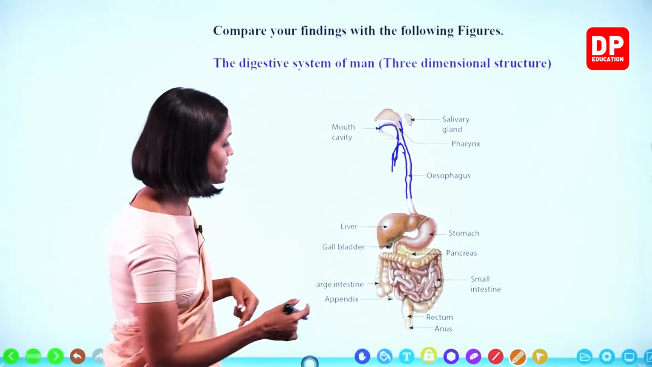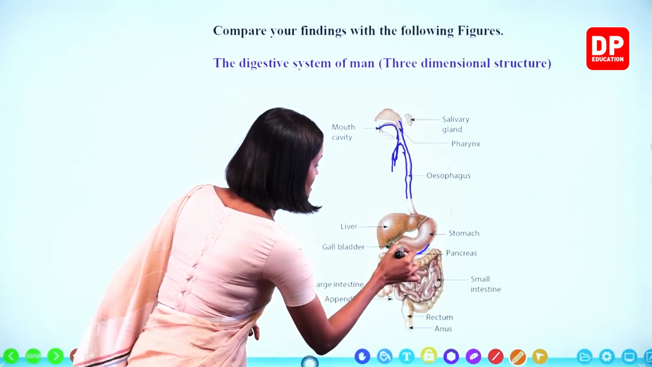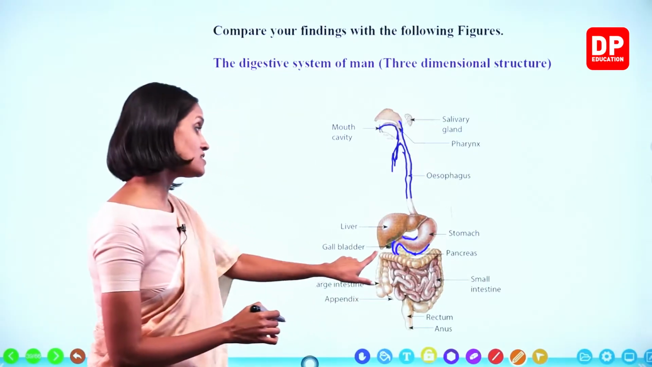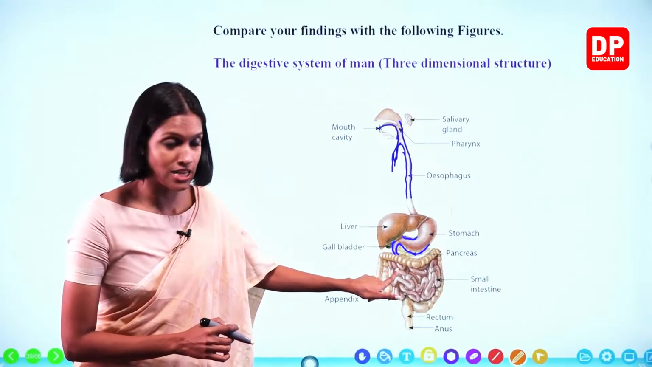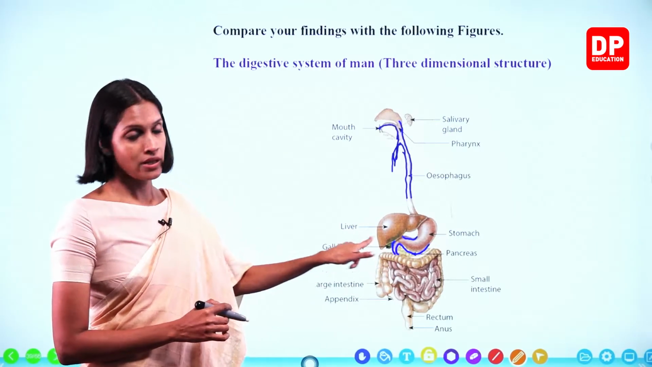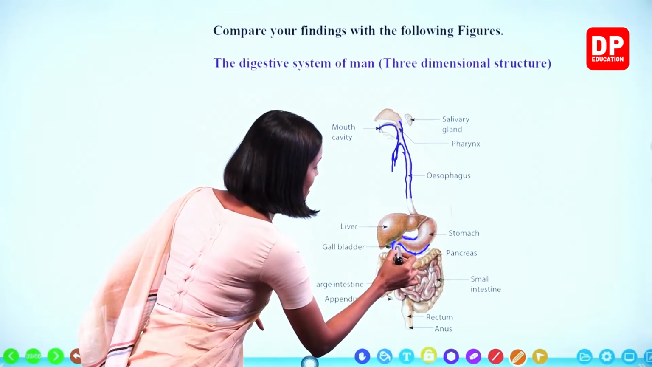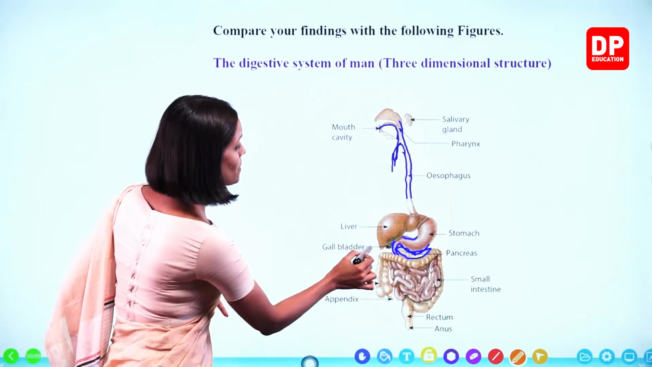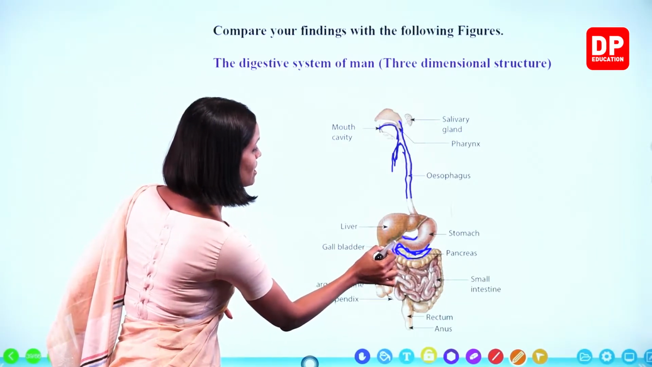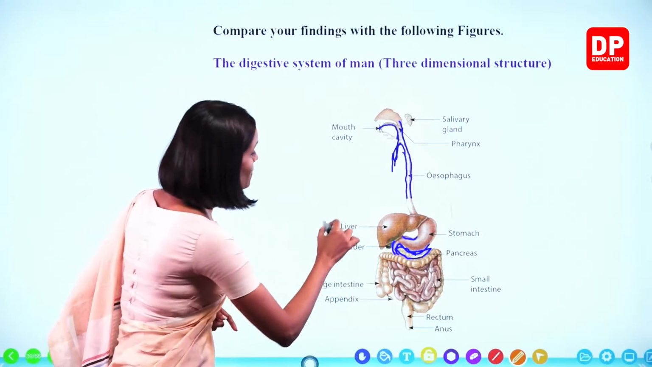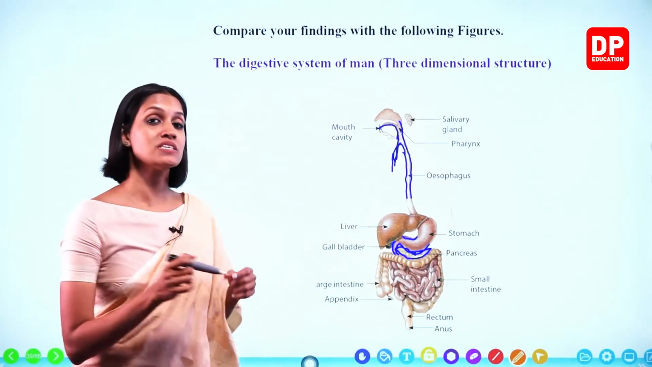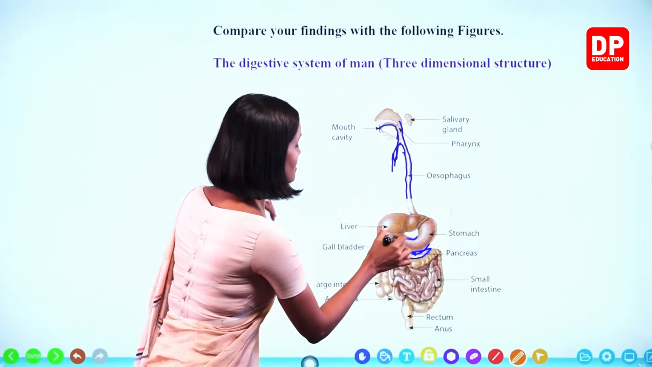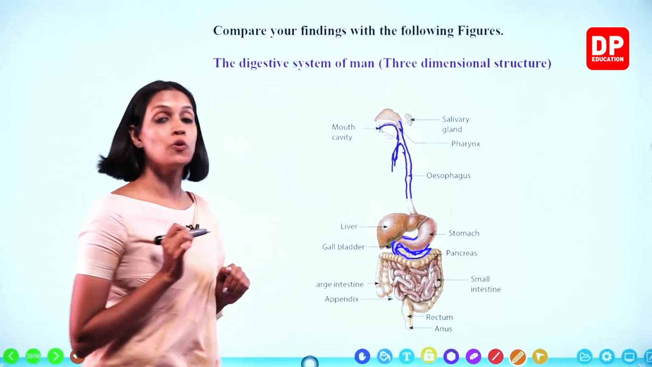After that, you can see the stomach goes like this and curves from this place. This is the very beginning of the small intestine, known as the duodenum. Now you can see this pancreas, the leaf-like structure connected to the duodenum. And the gallbladder is also connected to the duodenum. The gallbladder and pancreas produce certain digestive juices or enzymes, and that is added to the first part of the small intestine.